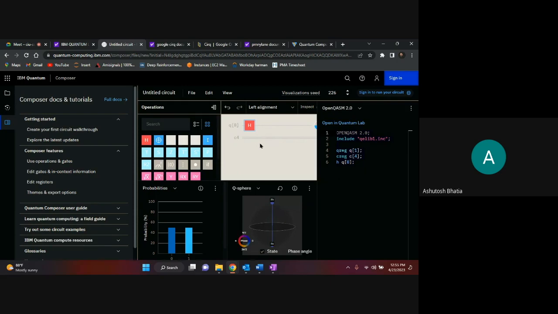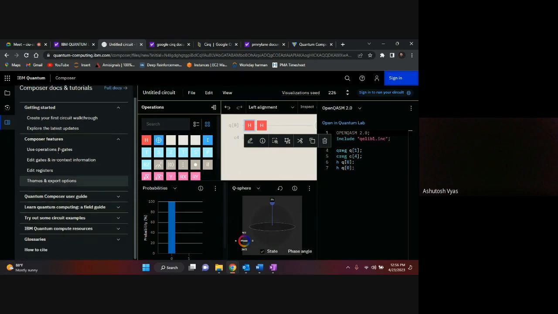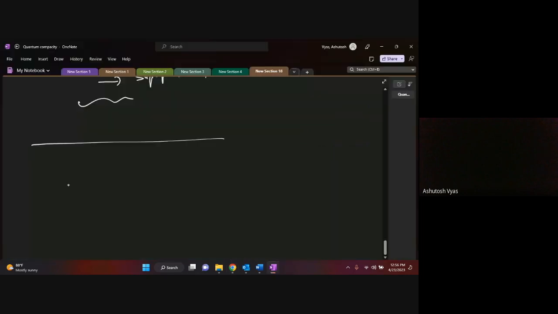Absolutely, and it is so interactive that if you keep it like this, it will automatically write the code here. So that's how interactive this is. You can design your circuit, get the code, and go ahead with your code. All those things are possible. If you go through all this documentation here, it's a good start for anybody new to quantum computing.